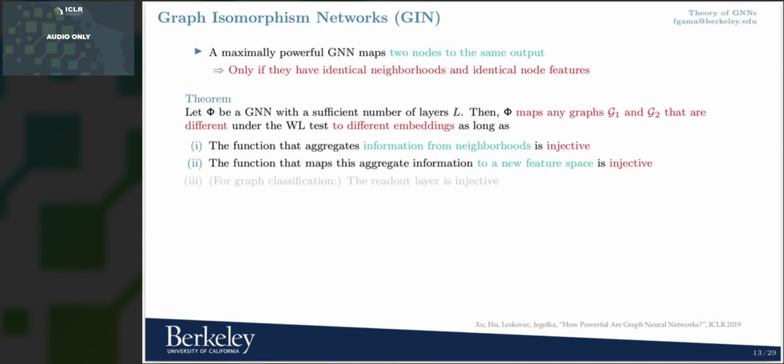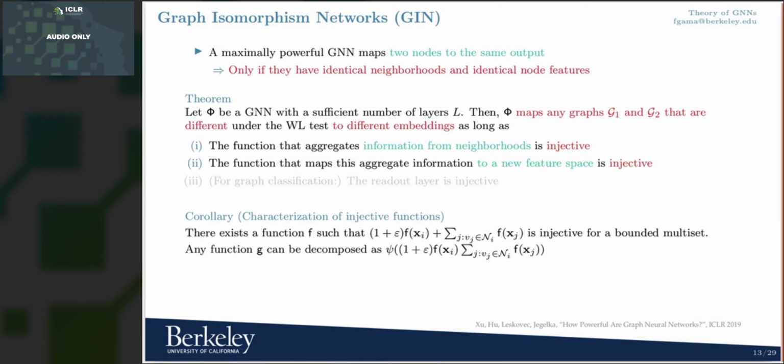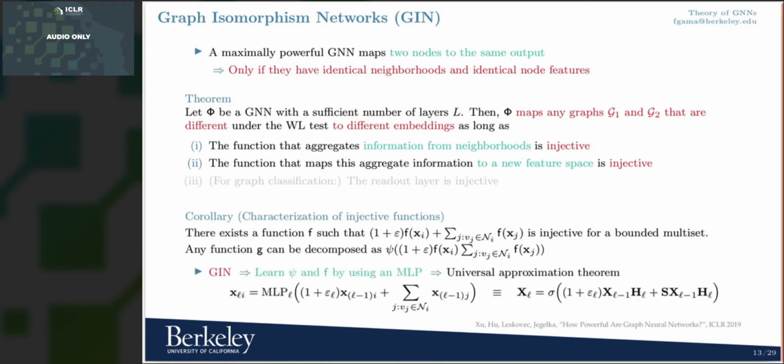The authors further characterize all injective functions and propose the Graph Isomorphism Network, or GIN, as the one that learns this injective function by using a multi-layer perceptron, a fully connected network, thus leveraging the universal approximation theorem. We can see that the resulting GIN is a GCNN with order 1 polynomials, and where the MLP at each layer can be realized by concatenating a series of graph filters and pointwise nonlinearities with order 0 polynomials.